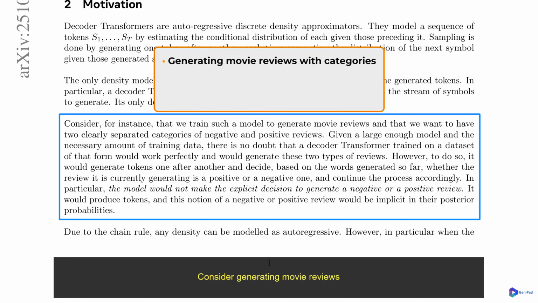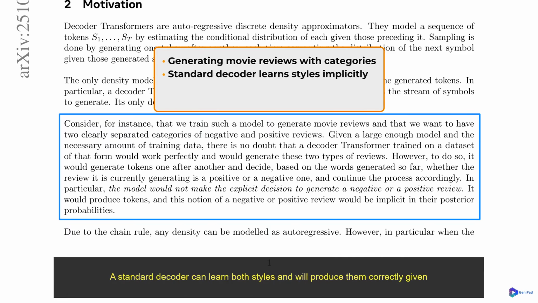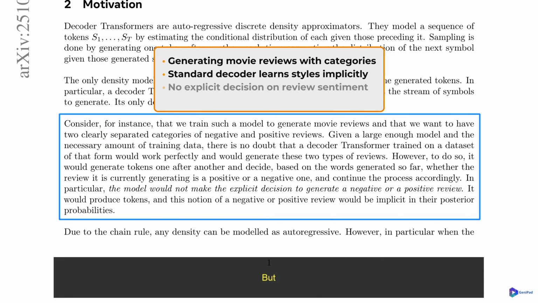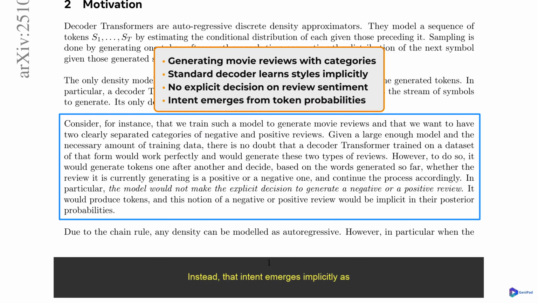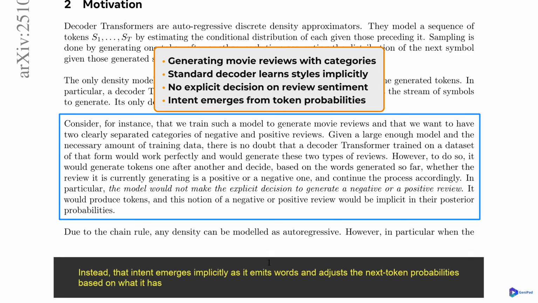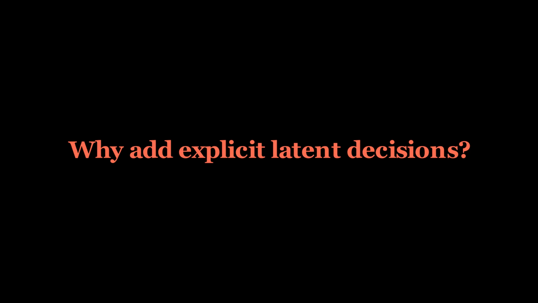Consider generating movie reviews with clear positive and negative categories. A standard decoder can learn both styles and will produce them correctly given enough data and capacity. But it never explicitly decides, this review is positive or this one is negative, up front. Instead, that intent emerges implicitly as it emits words and adjusts the next token probabilities based on what it has already written.